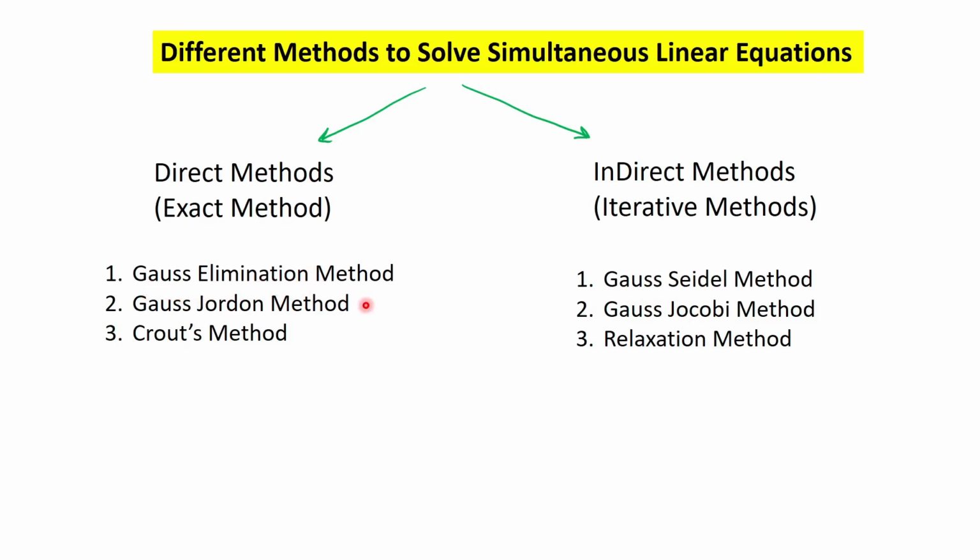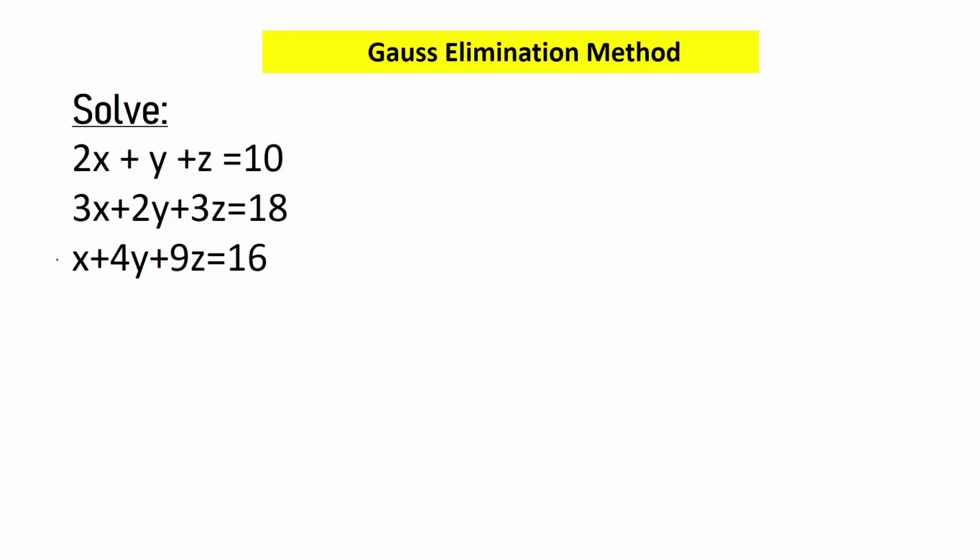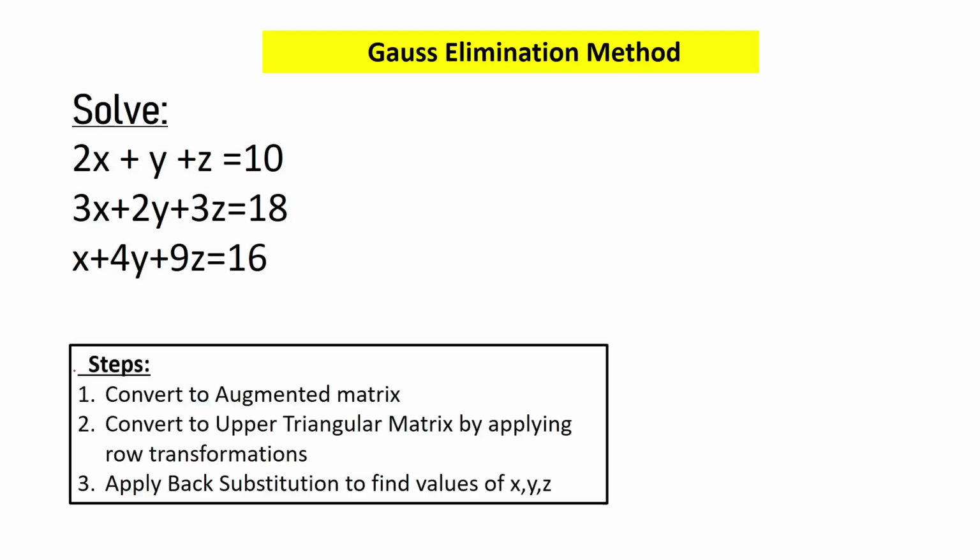Now let's see a working example and understand how this method can be applied to systems of linear equations. For example, we have this set of linear equations and we have to find the values of x, y, and z so that they satisfy this group of linear equations. To apply the Gauss elimination method, we have to follow certain steps. First, we have to convert this system of linear equations into an augmented matrix. Second, we have to convert this augmented matrix into an upper triangular matrix. And how can we do that?